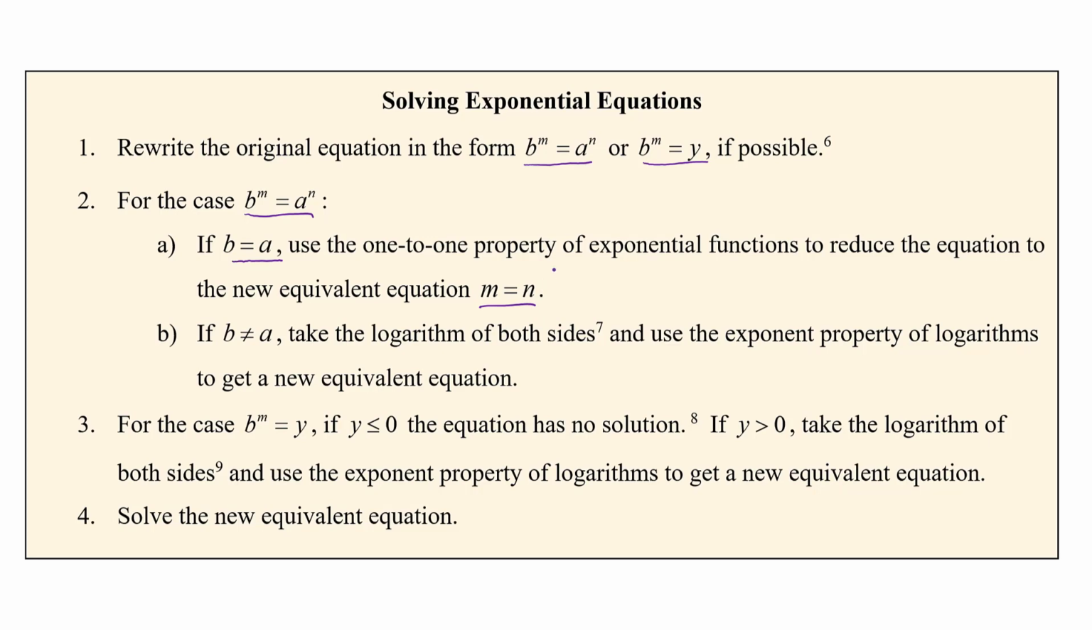And then if b is not equal to a, we would proceed by taking the logarithm of both sides, usually the natural log, but there are some times when it makes more sense to use the logarithm of a different base. Now, for the case where b to the m equals y, we go ahead and also take the logarithm of both sides, again, usually the natural log. Once we have completed step 2 or step 3, we move on to solving the new equivalent equation. And you'll see in this lesson that our equations get a little bit more complicated than they've been up to this point.